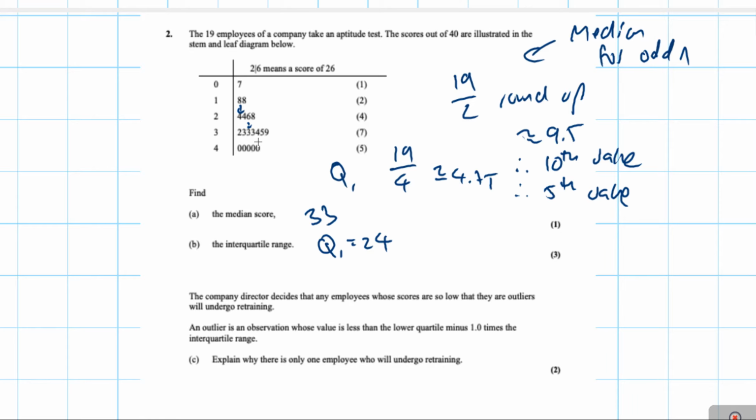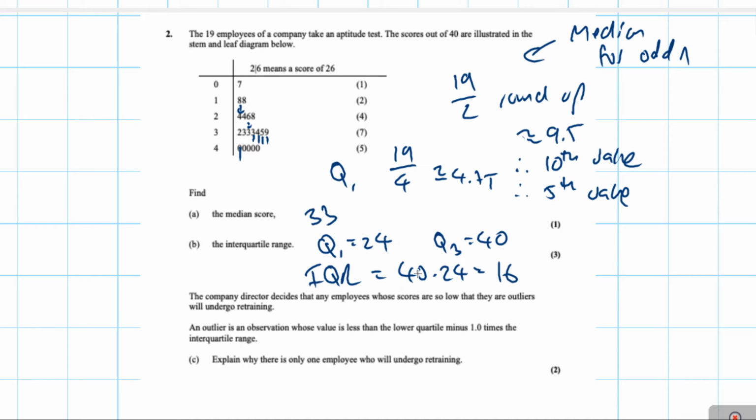And then you just add that number onwards. So we're going to add on the 5th value, so we're going to add 5 values on from the median, so 1, 2, 3, 4, 5. Therefore quartile 3 is equal to 40. So the IQR is equal to 40 minus 24, which is equal to 16.